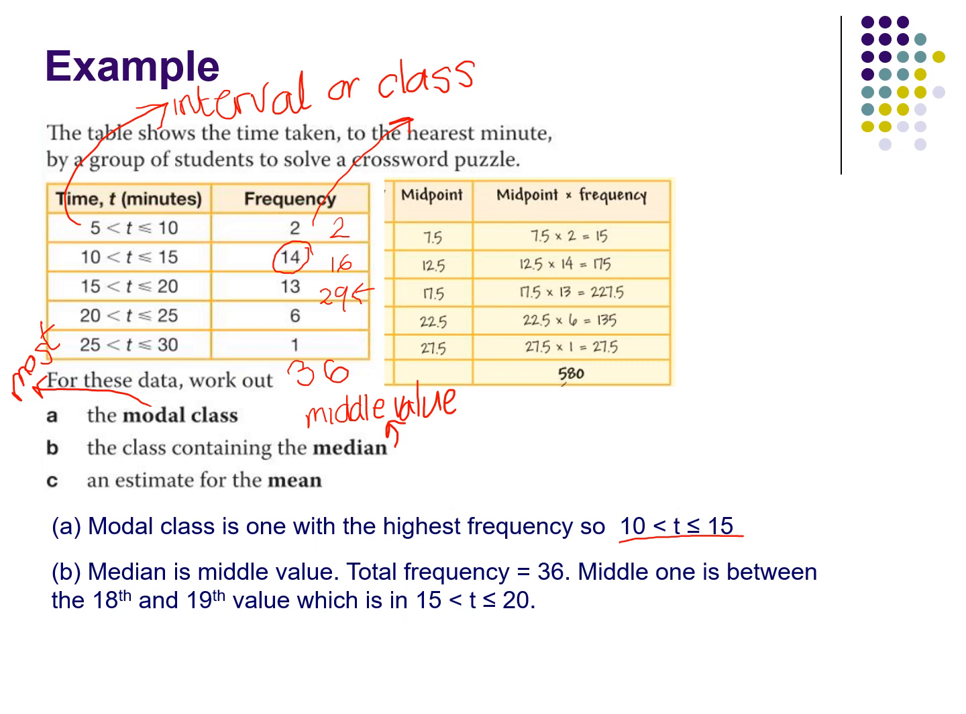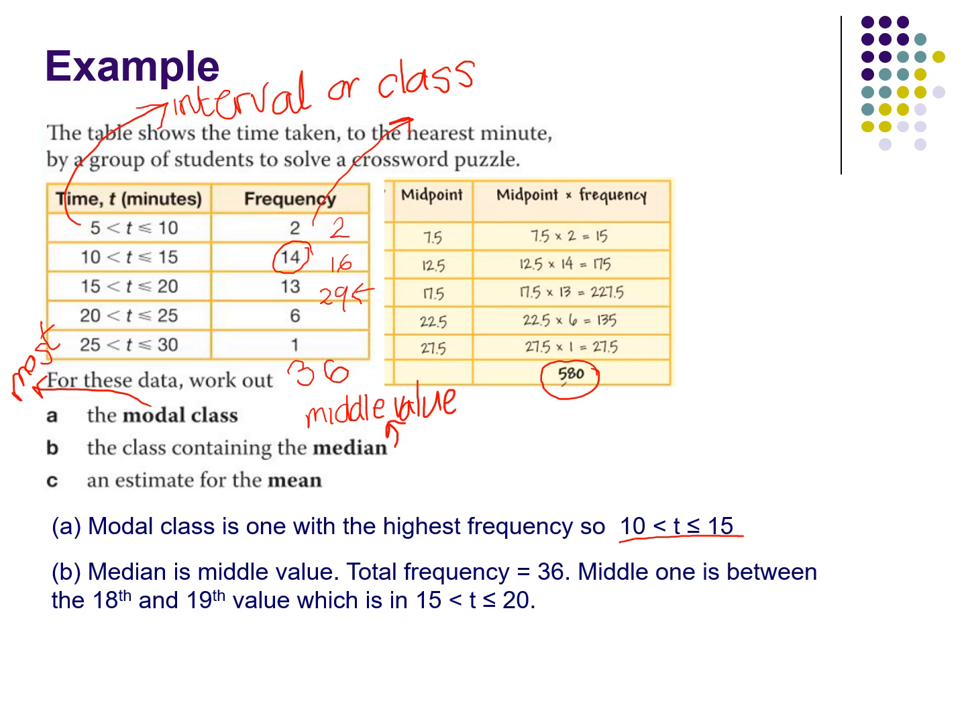So you can see what you'll do if the question doesn't already have these columns added on. What you will do is add these columns onto your table. You will specify what the midpoint is. And then the reason I'm doing 7.5 times 2 is that the midpoint is 7.5 and I'm assuming both of these 2 values are 7.5. So I'm going to do 2 of those. I'm going to do 14 at 12.5, 13 at 17.5, etc., and add them all up. And I get this total of 580.